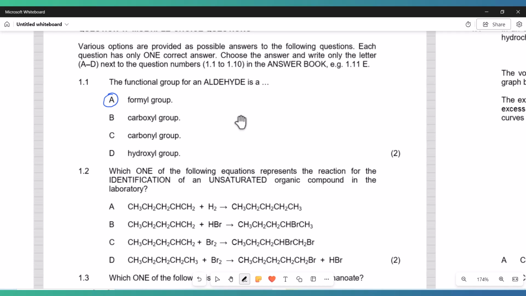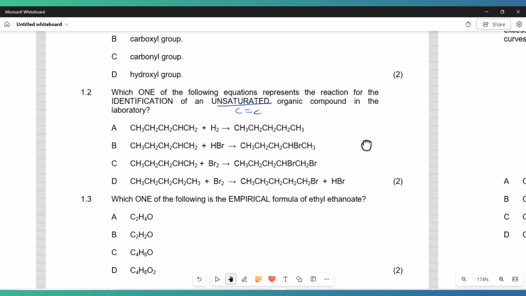Let us continue. Which one of the following equations represents the reaction for the identification of an unsaturated organic compound in the laboratory? When we say unsaturated, we mean those which contain a double or a triple bond between their carbon atoms. In this case, we add bromine to an alkene, and when we do so, we get a bromoalkane which has two bromine atoms. So it must be an alkene, or alkyne.